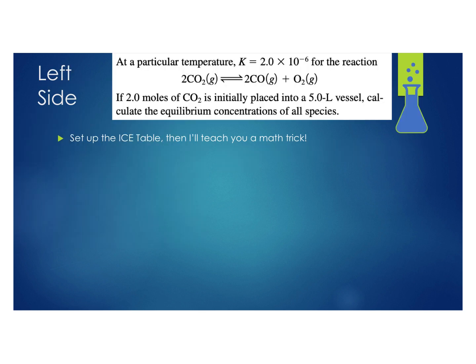All right, so to start off the lesson today, yesterday we worked on ICE tables a whole bunch, and this is going to be a left side that is in your calculations notes from yesterday. It says, at a particular temperature, K equals 2 times 10 to the negative 6th for the reaction shown. If 2 moles of CO2 was initially placed into a 5-liter vessel, calculate the equilibrium concentrations of all species. For this one, we're going to do it a little differently. Go ahead and set up your ICE table, and then I'm going to teach you a math trick that will help things go a lot easier. So set up your ICE table and then come back here once you've got it set.